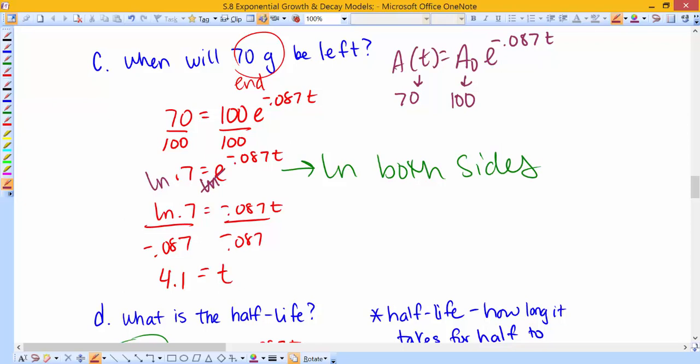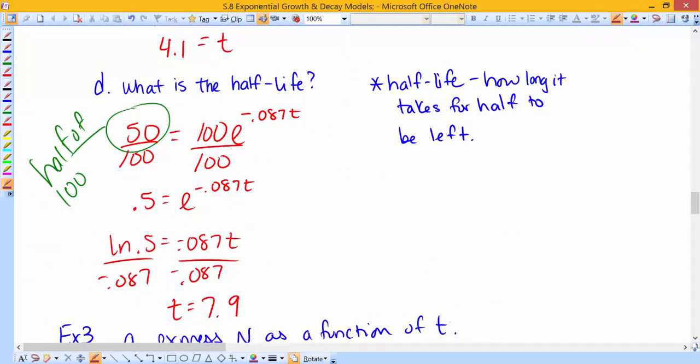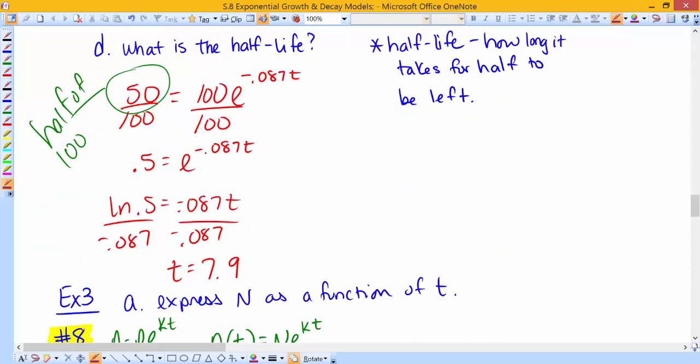And then I can divide by the negative 0.087 and I get 4.1 days. Practice in your calculator. And then in D, what is the half-life?